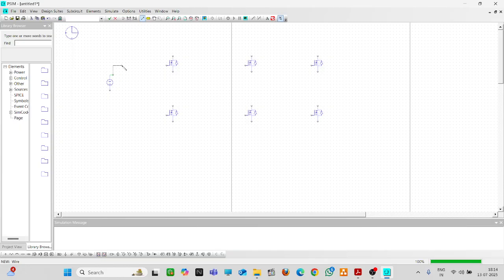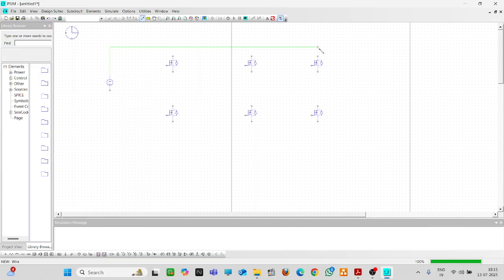Just a minute. I think this is not proper. I will have to remove this thing. The entire block is getting selected. Right.